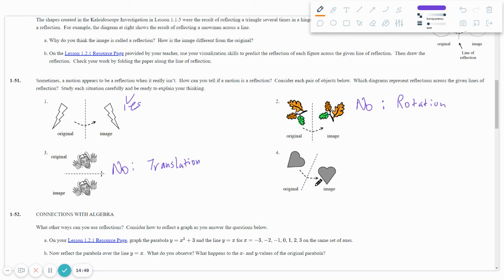Last but not least, number 4. This is the tricky one. The key thing here is that there is a diagonal line of reflection as opposed to a vertical line here or a horizontal line here. So when we reflect it over, it's going to be a little different. But with a diagonal line, I do believe that it will match up to the image.